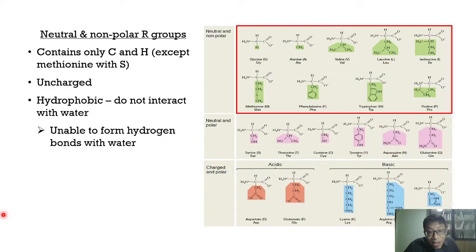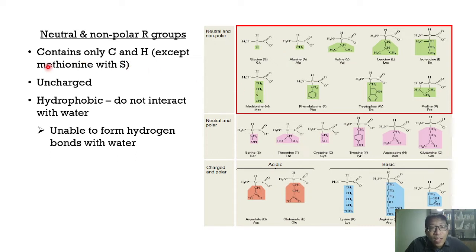Okay, so looking at the R groups in more detail, this is the same table that you have in your notes. There are 4 different categories of R groups. We'll be looking at them one by one. First is the neutral, non-polar R groups. Right, neutral, so they are uncharged. You can look at the R group and see that there are no charges, right? No positive or negative signs. And if you look at the R groups, right, almost all of them only contain the carbon and hydrogen, with the exception of methionine, this one, which has an S.